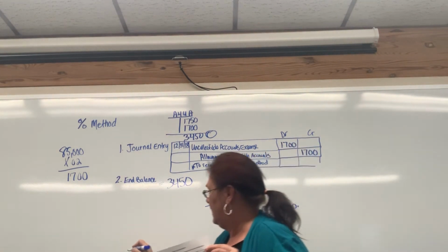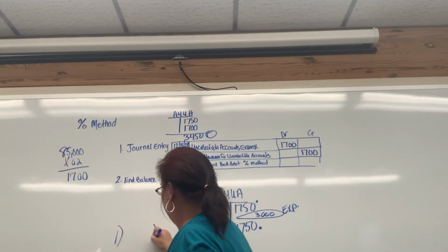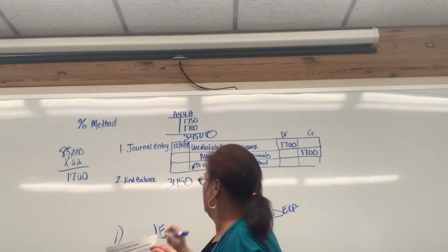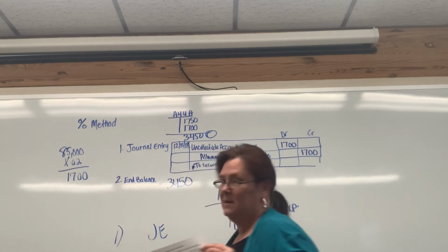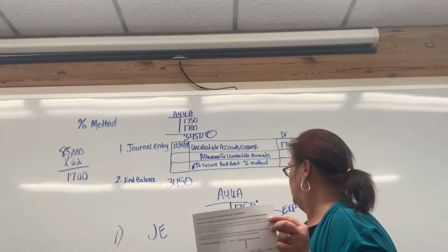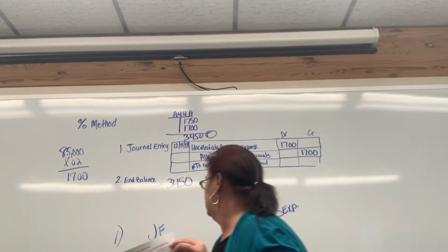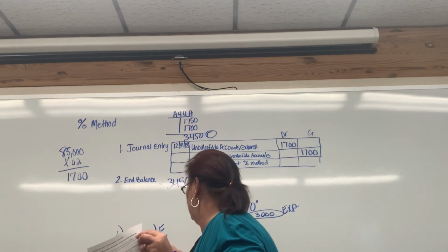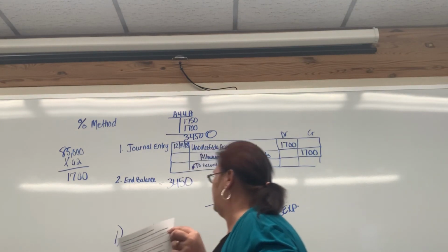And for the end balance, the first one is your journal entry, so do the same journal entry as above. The second portion is even easier because they already give you the end balance. So $4,750 is your end balance.